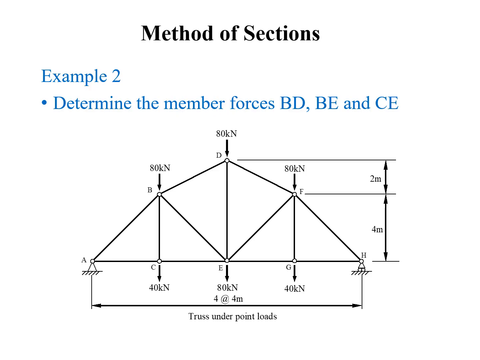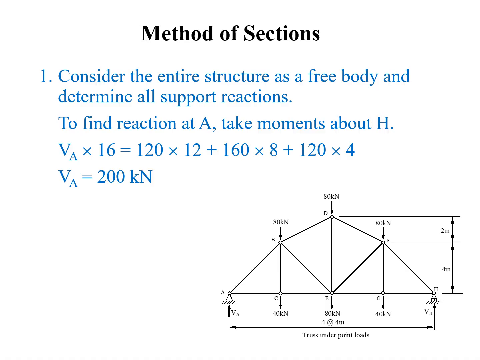Let's look at an example. We need to determine the internal forces in these three members, BD, BE, and CE. Let's draw the free body diagram and apply the equilibrium equations to calculate the reaction forces. Firstly, this is a symmetric truss and this is a symmetric load. So for both supports we have only two upward reactions.